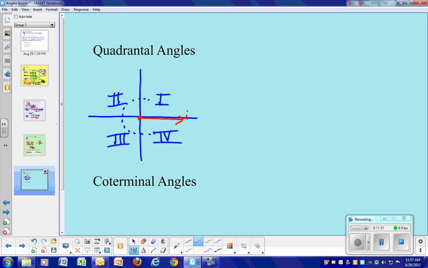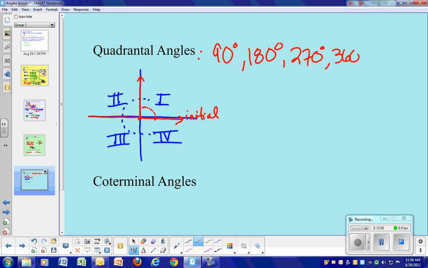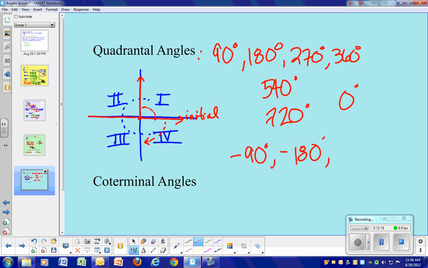So here is my initial side again. And then if I had a rotation of positive 90 degrees, for example, that would land right here in between quadrant 1 and 2. That's an example of a quadrantal angle. Examples of quadrantal angles would be 90, 180, because that would be over here on this line, right? And then 270, 360, and I could keep going. 540 would be another one, 720 would be another one. I could even have negatives with these. Negative 90 degrees would just be to go down here, and so on. 0 is a quadrantal angle. Okay, so anything that lands on the axis is a quadrantal angle.